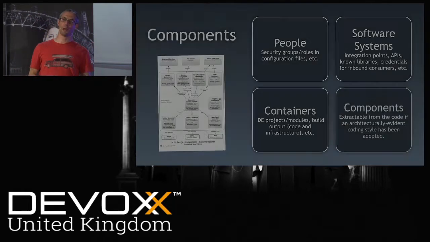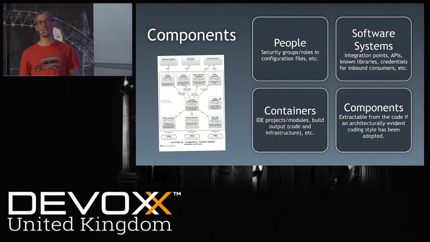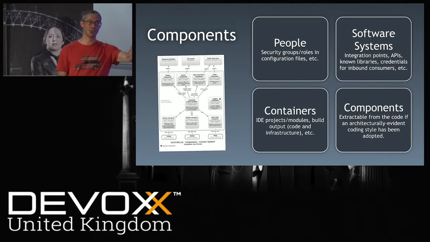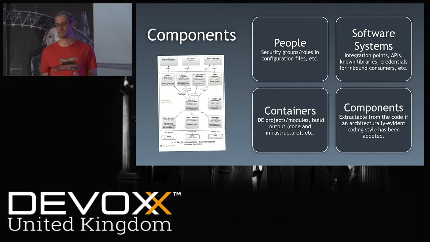Pinch to zoom in. What about components? Can we get an accurate list of components from a code base? Yes, if we use an architecturally evident coding style. In other words, if we've been explicit about defining what a component means to us in the code base, we can then use those rules we created to scrape stuff out of the code base.